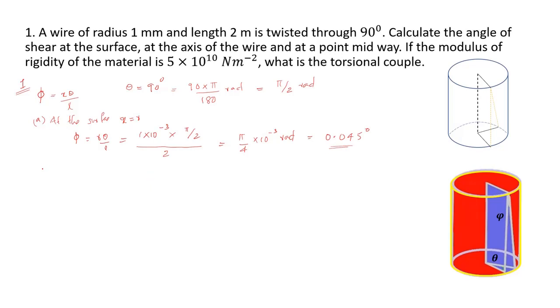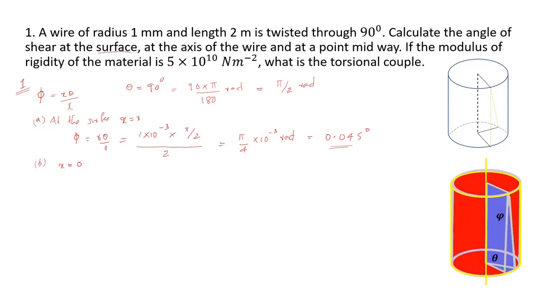So the angle of shear at the surface is 0.045 degrees. Now the second portion: what is asked to find next? Second is at the axis. So at the axis, we know that x is equal to 0.